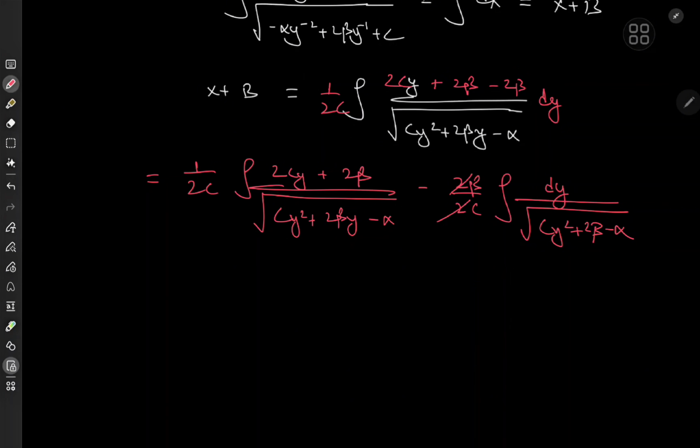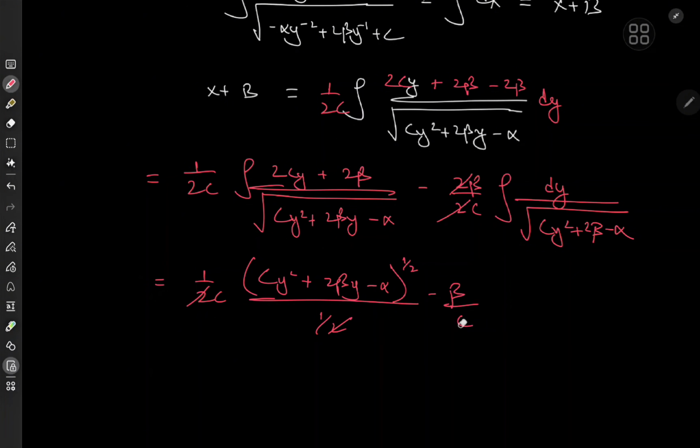Okay, cool. So for the first integral, all I need to do is invoke the power rule, like I said. So we have c y squared plus 2 beta y minus alpha to the negative 1/2 plus 1, which is supposed to be 1/2. We'll divide by 1/2, get rid of the factor of 1/2 over there, minus beta over c times an interesting looking integral that I will save for later, that is I sub 1.